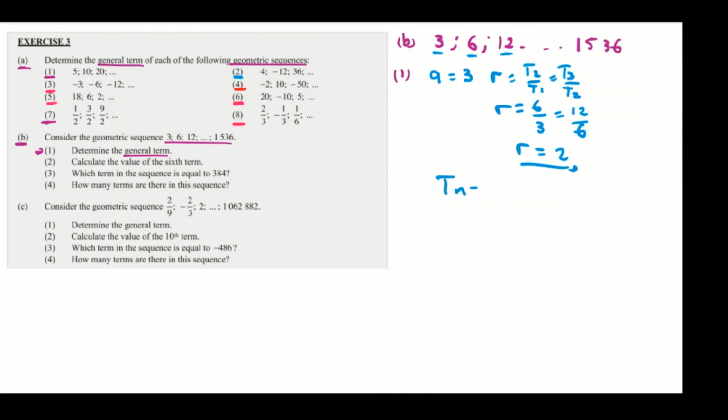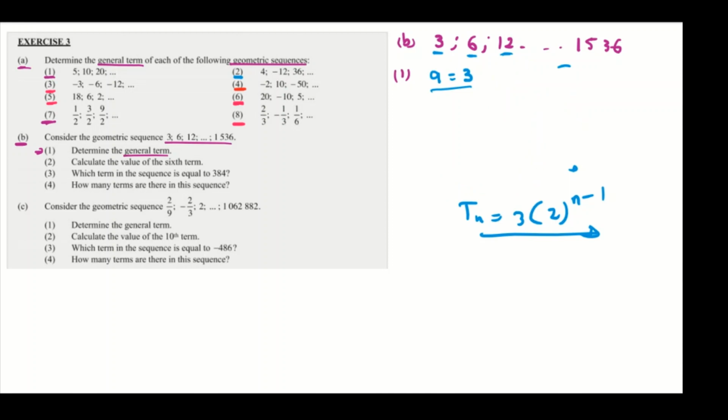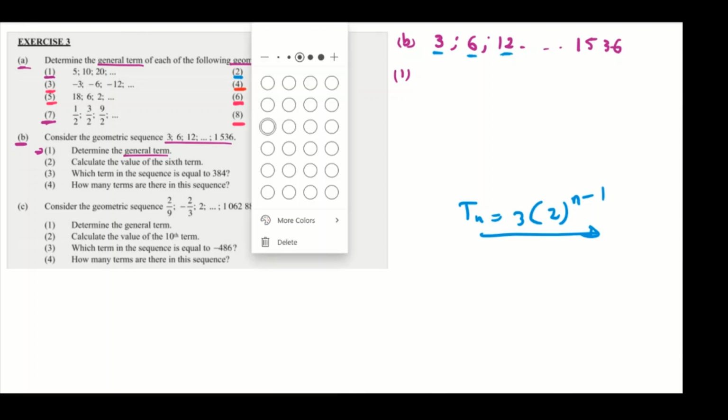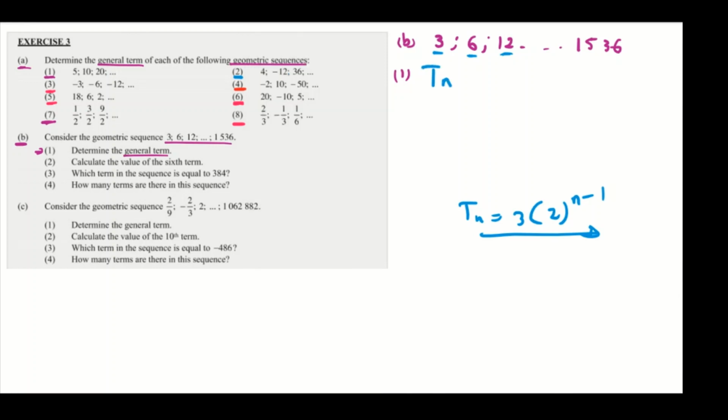So the general term is equal to AR to the power of n minus 1. So Tn is equal to my A value, which is 3, and then 2 to the power of n minus 1. So this is going to be my general term for this problem here. So just to write down the final answer for the first part of the question, it's Tn equals 3 into 2 to the power of n minus 1.